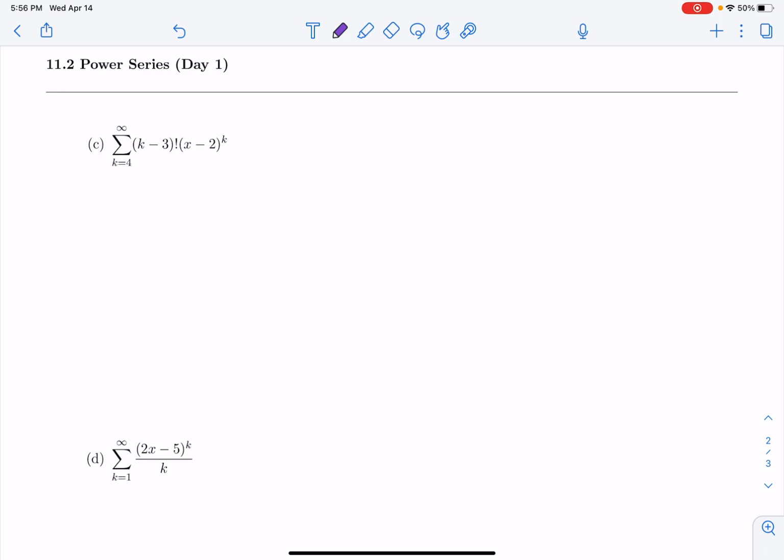Okay, so now we have a sum from k equals 4 to infinity of k minus 3 factorial times x minus 2 to the k. So here we have our center at x equals 2, or I'll call it a equals 2. Okay, same thing. We start with the ratio test.